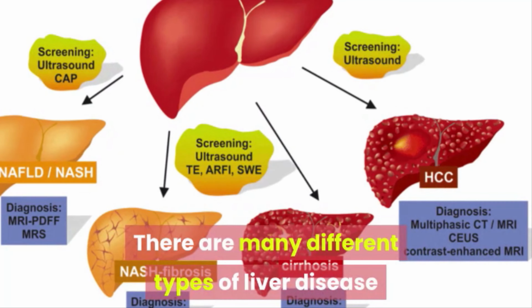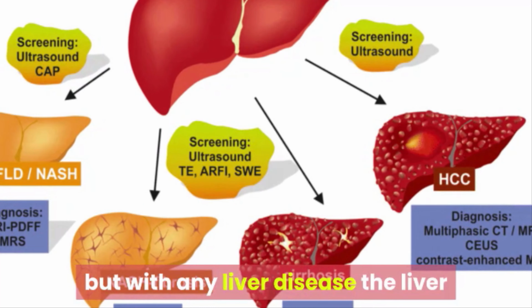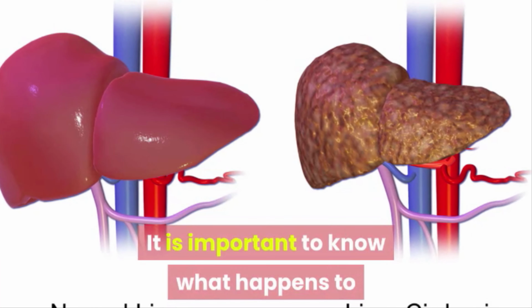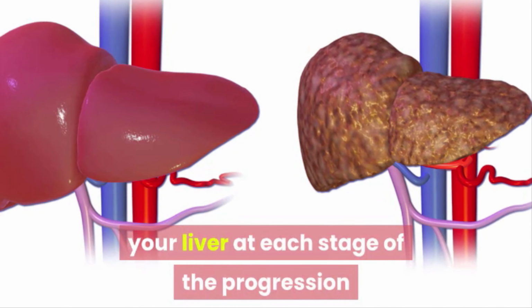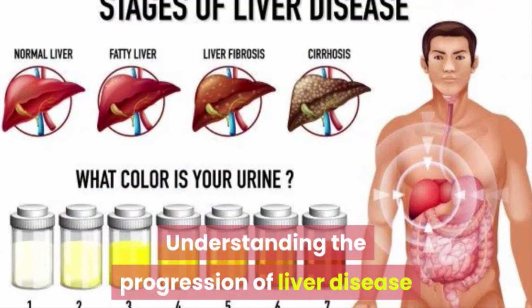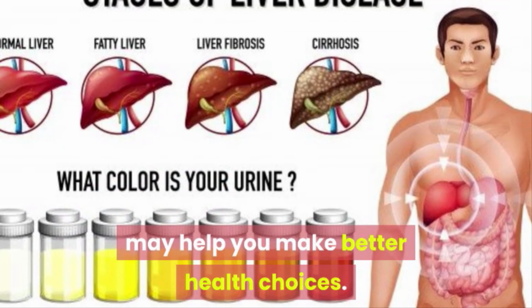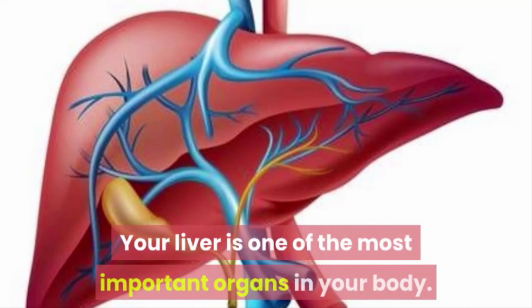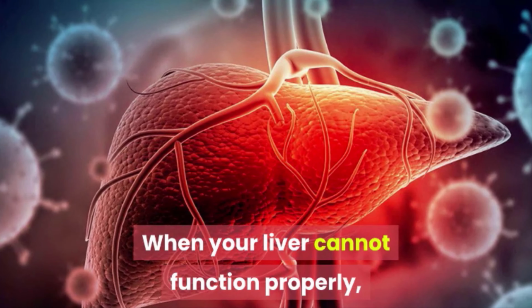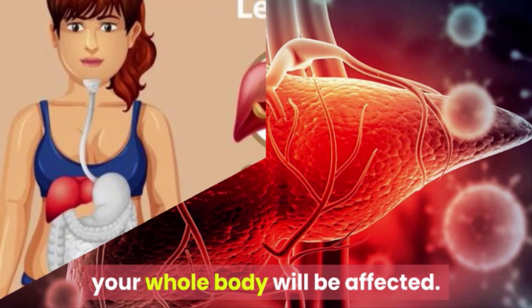There are many different types of liver disease, but with any liver disease the liver damage will progress in a similar way. It is important to know what happens to your liver at each stage of the progression before complete liver failure. Understanding the progression of liver disease may help you make better health choices. Your liver is one of the most important organs in your body. When your liver cannot function properly, your whole body will be affected.